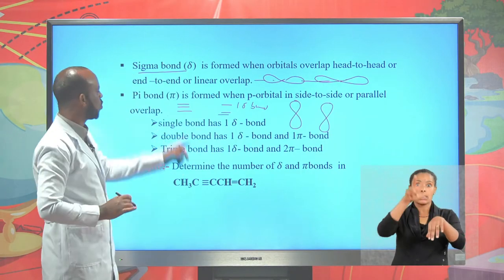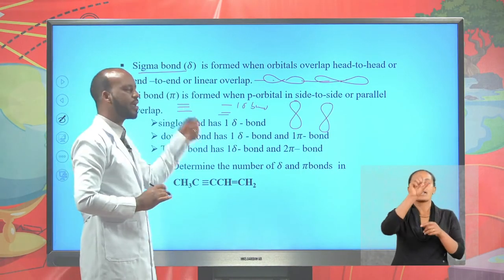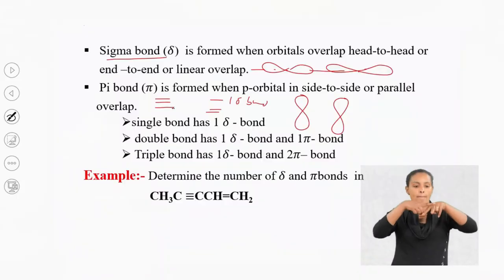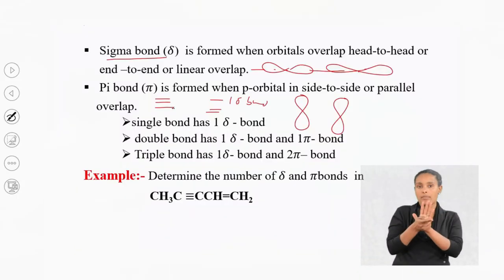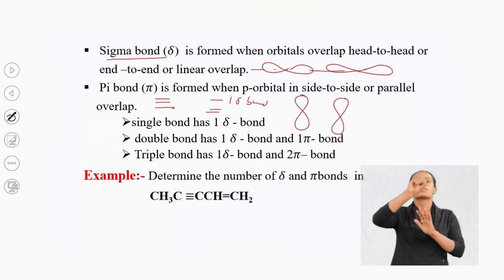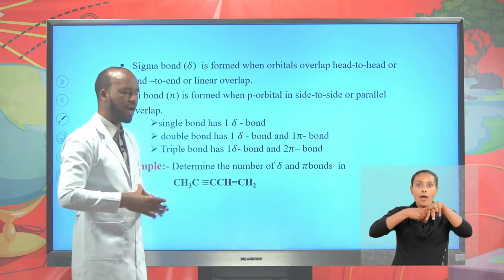A triple bond has one sigma and two pi bonds. For example, determine the number of sigma and pi bonds in this hydrocarbon.